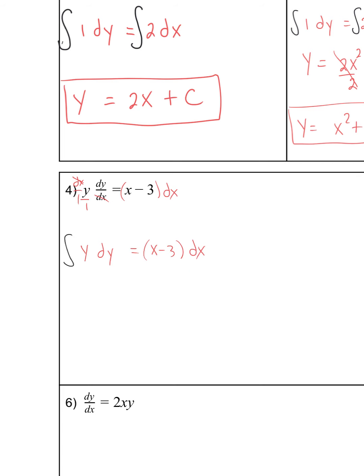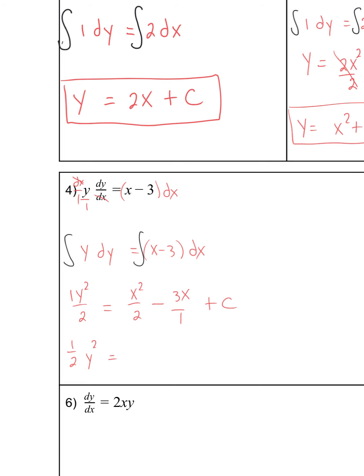So now I integrate. The antiderivative of y to the first is going to be y squared over 2. On the right, we take the antiderivative of each term. The antiderivative of x to the first is x squared over 2. And the antiderivative of negative 3 would be negative 3x plus c. Now we just simplify. There's a 1 right here, so we pull that out and we write this term here as 1/2 y squared.